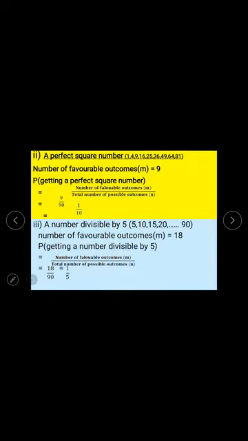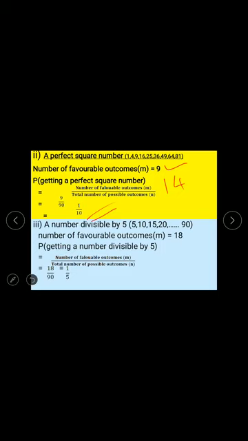What is the next question there? A perfect square. Perfect square means, which are the perfect squares up to 90? 1 square is 1, 2 square is 4, 3 square is 9, 4 square is 16, 25, 36, 49, 64, 81. How many are there? Count it: 1, 2, 3, 4, 5, 6, 7, 8, 9. So the total number of favorable outcomes will be 9. 9 by 90, cancel by 9. That is also cancelling by 9 only. 9 ones are 9, 9 10s are 90.